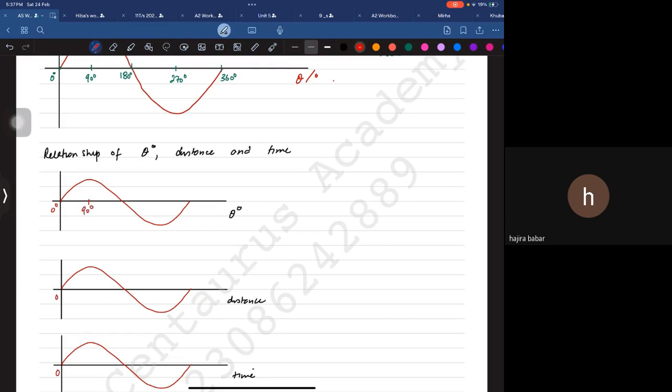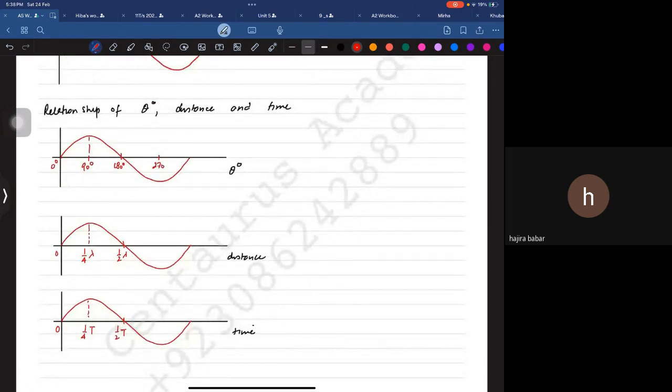When it is at 90 degrees, at the same time, you will have basically a quarter lambda and a quarter time period covered up. Then at 180 degrees, you have half lambda and half time period. When it comes to 270, that is three quarters, which means three quarter lambda and three quarter time period. A full 360 degrees will give us one lambda and one whole time period. Get it, kids?